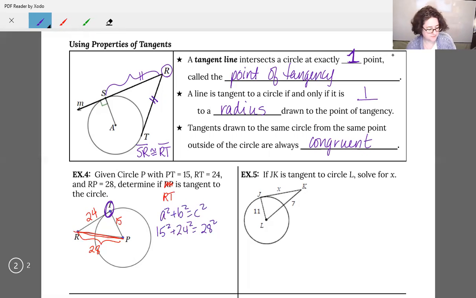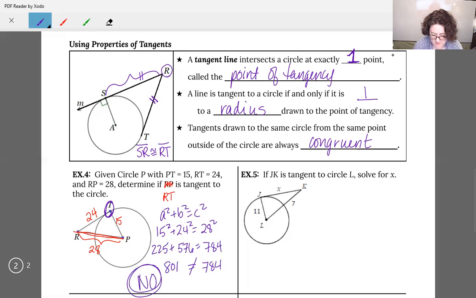Let me grab my calculator. We've got 15 squared. Well, that's going to give us 225. We have 24 squared. That's going to give us 576. And 28 squared gives us 784. So if 225 plus 576 adds up, then we're good to go. So 225 plus 576, that gives me 801, which is not equal to 784. So unfortunately, RT is not tangent. It doesn't quite make that right triangle.